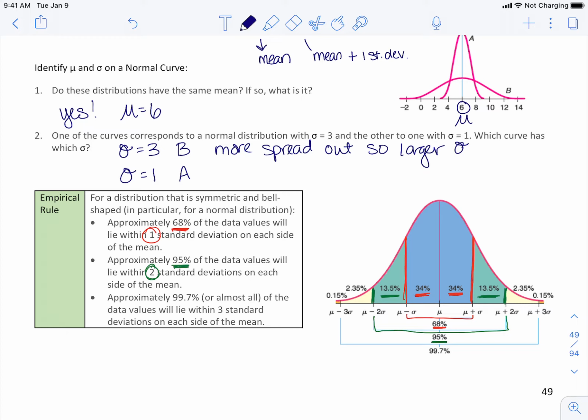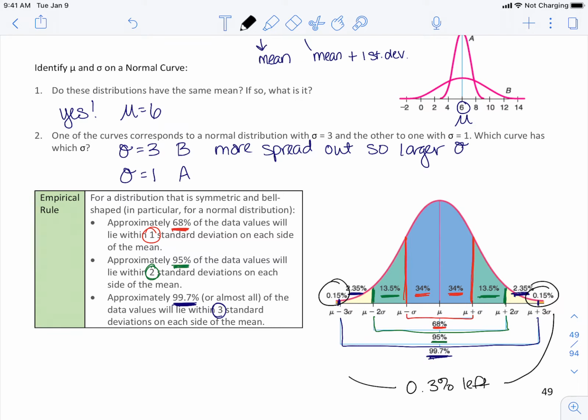The next one, approximately 99.7%, or almost all of the data values, will lie within 3 standard deviations on each side of the mean. So we're out to here now. And this is within 3 standard deviations, our 99.7. Okay, so that's an additional 2.35 on each side. And then remaining on the very outside, we have this 0.15%. That last little bit adds up to a total of 0.3% left that is outside of 3 standard deviations from the mean.